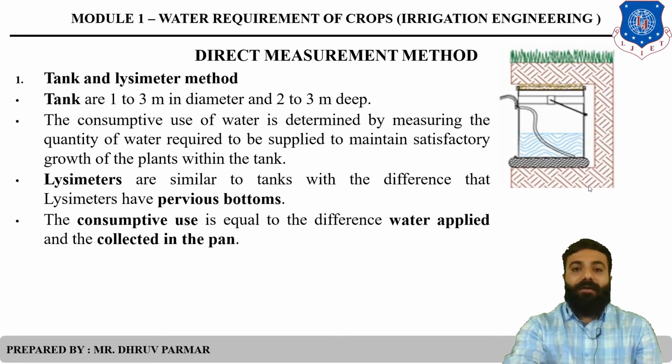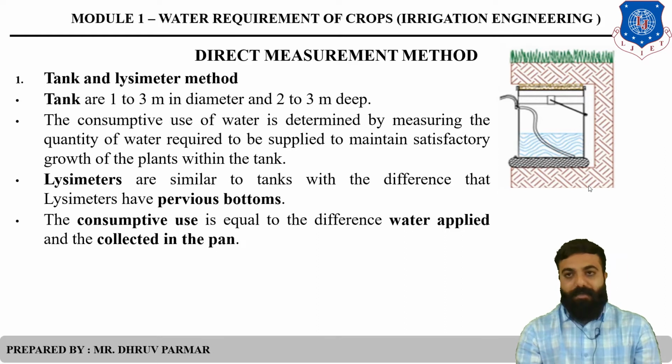Then we supply water to the particular crop. Like, we supply 50 liters of water to the particular crop, and it absorbs 30 liters of water. And the remaining amount of water, which is 20 liters, is collected in the pan. So we can easily calculate by this method. That is called a lysimeter.